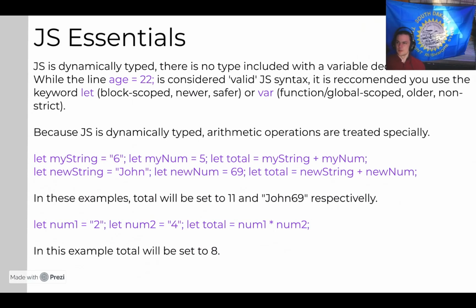So lastly, we're going to talk about JavaScript. JavaScript is dynamically typed, and there is no type included in a variable declaration. While it's not technically incorrect to write the line age equals 22, it's recommended that you use the keyword let or var. Let is pretty much standardized across all JavaScript programming now. Var is an older version. While it's technically not deprecated, you can still use it. Let is safer in most cases because of the scoping.